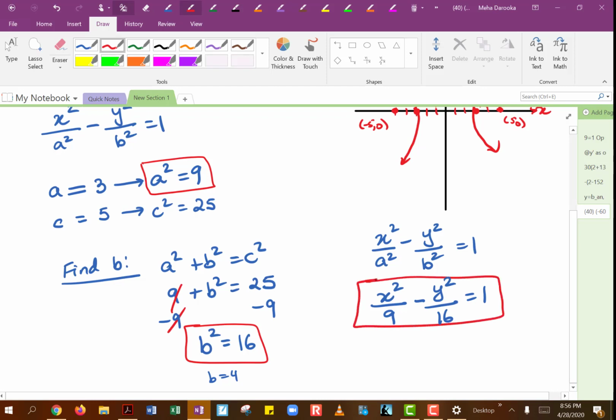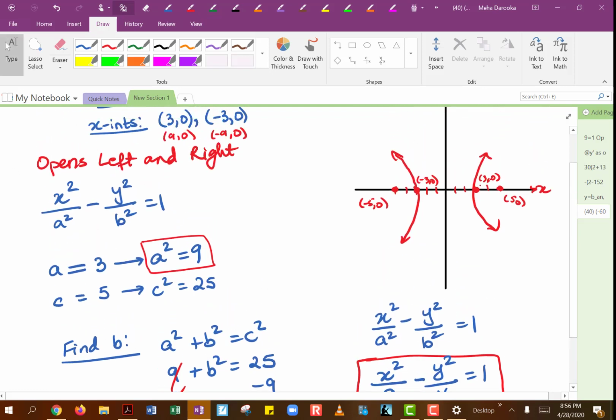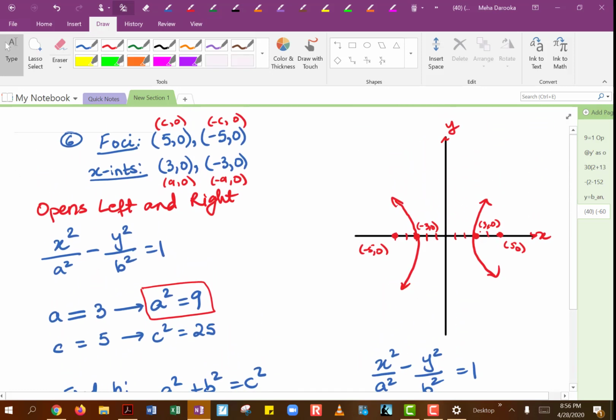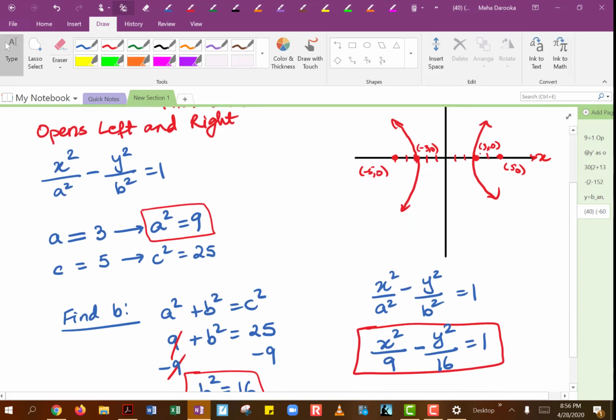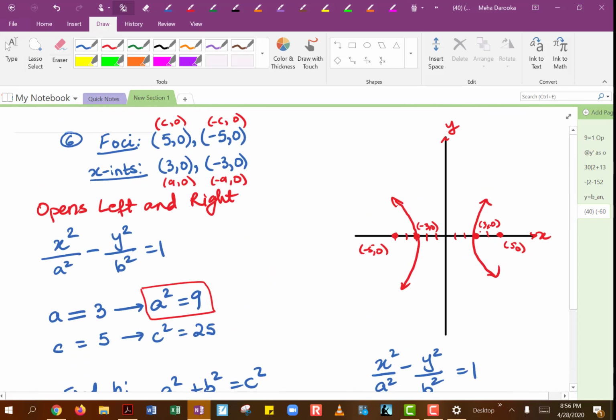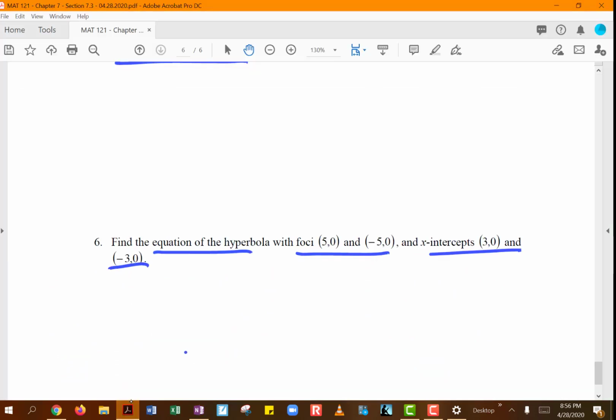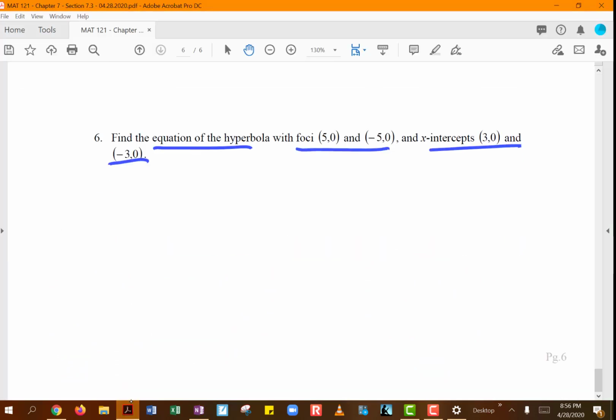So just two different types of examples to show you how you can come up with the equation of your hyperbola based on what information you are given. Okay, and I believe this is our last example. Yeah, so there you go.